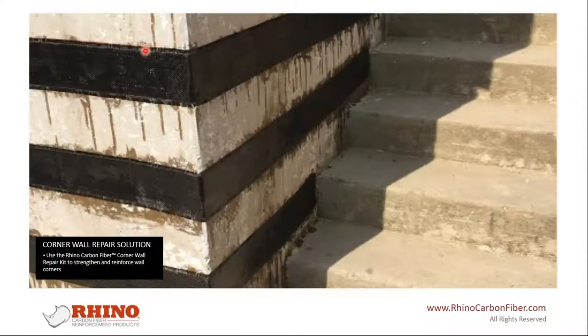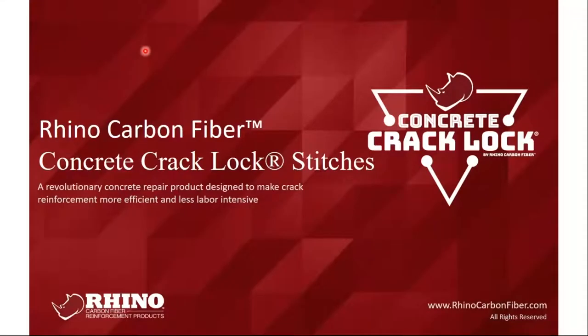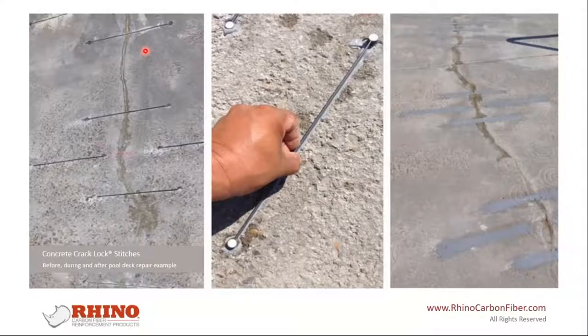All right, so here is an example of exterior corner repair or corner strengthening using the method we just mentioned. Okay, then I'll introduce another very popular Rhino's patent product, the concrete crack lock stitching system. This is a revolutionary carbon fiber product developed to take full advantage of the carbon fiber's tensile strength.